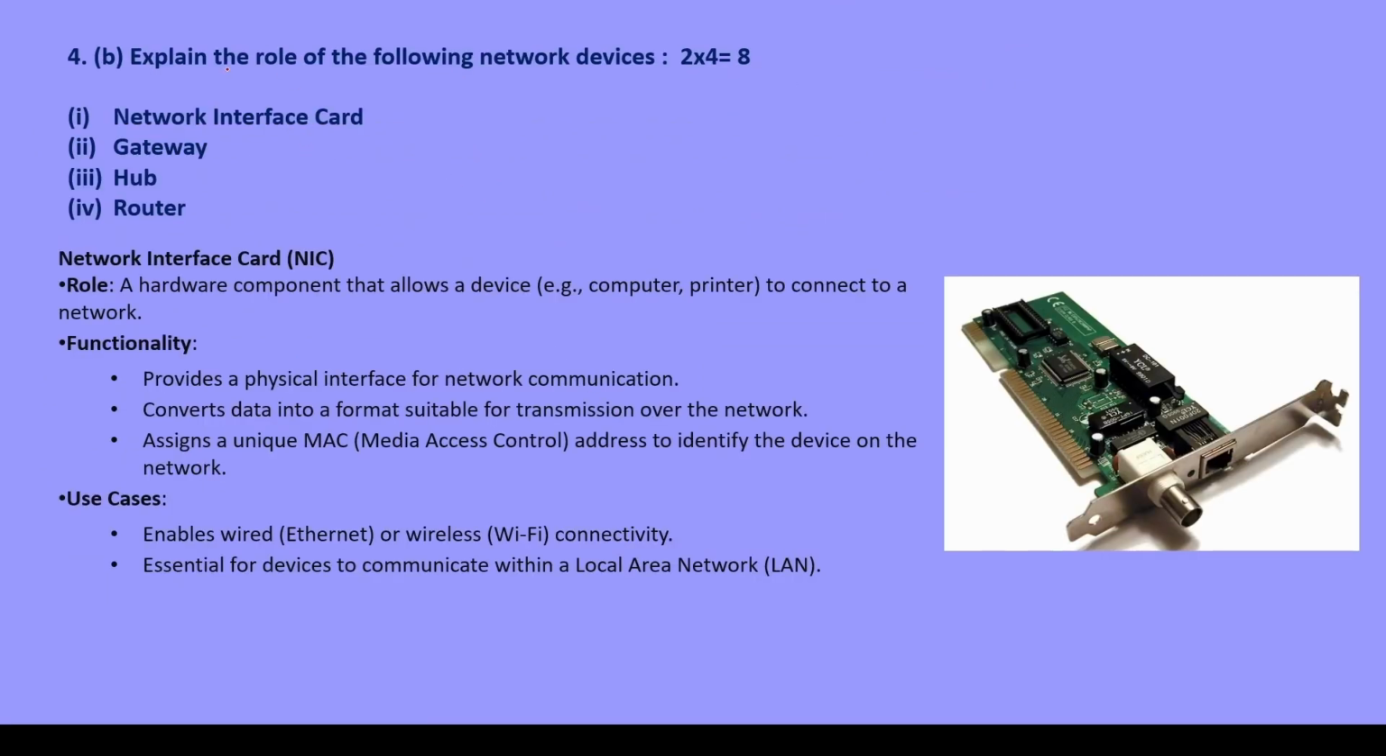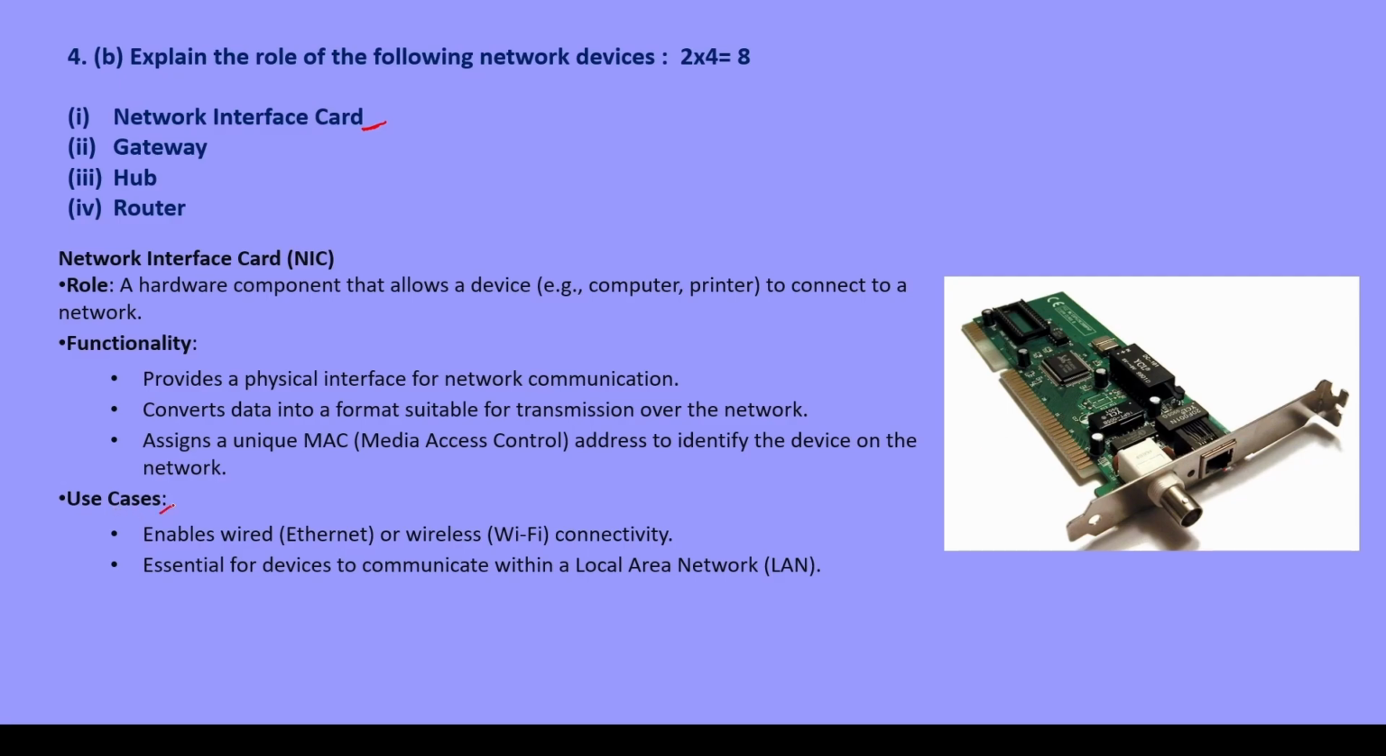Now we move to explain the role of the following network devices. How do network devices work? As you can see, here is a network card. Now we can use Wi-Fi 6E and network interface cards. What is the role? As you can see, here is an Ethernet port. We can insert the cables and use the internet through an Ethernet cable.